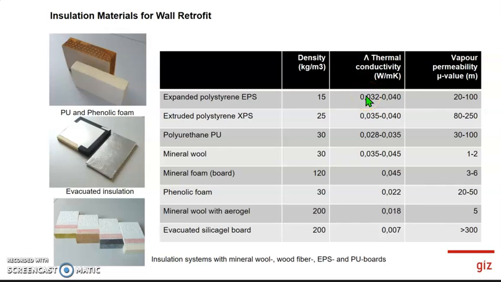So I think interesting here is the value of the thermal conductivity, and you see the different values here. The best one is the evacuated silicate board, which you sometimes use actually inside to save space. So it's a vacuum insulation.